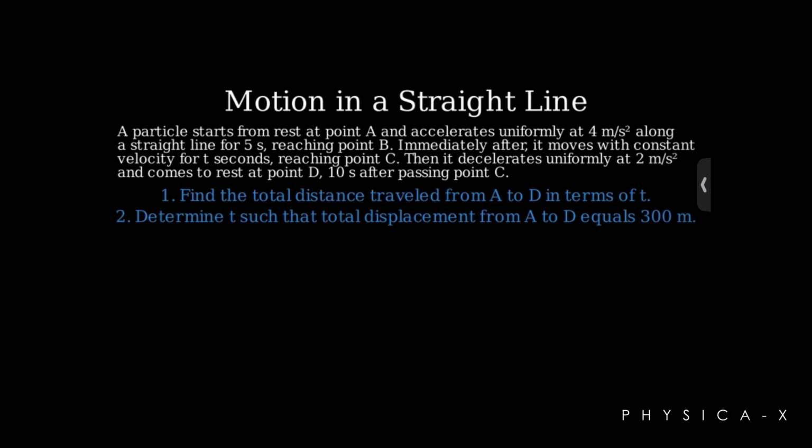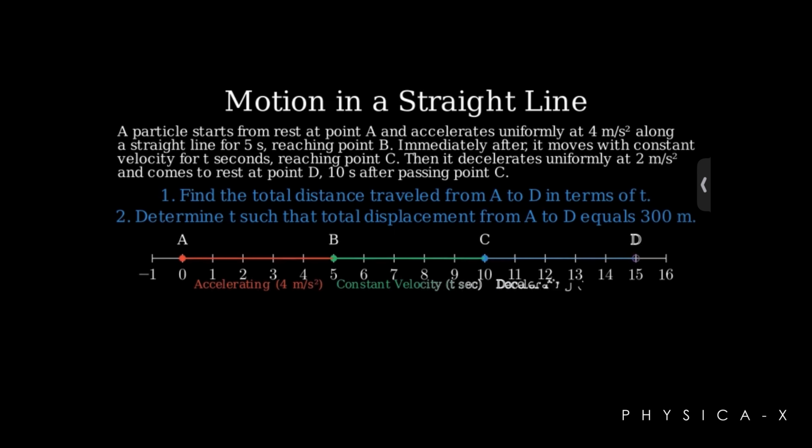Let's visualize the journey. We have 4 points, A, B, C, and D. From point A to point B, the particle accelerates uniformly at 4 meters per second squared for 5 seconds. From B to C, it moves with constant velocity for t seconds. And finally, from C to D, it decelerates uniformly at 2 meters per second squared until stopping after 10 seconds. Let's analyze the first segment from A to B.